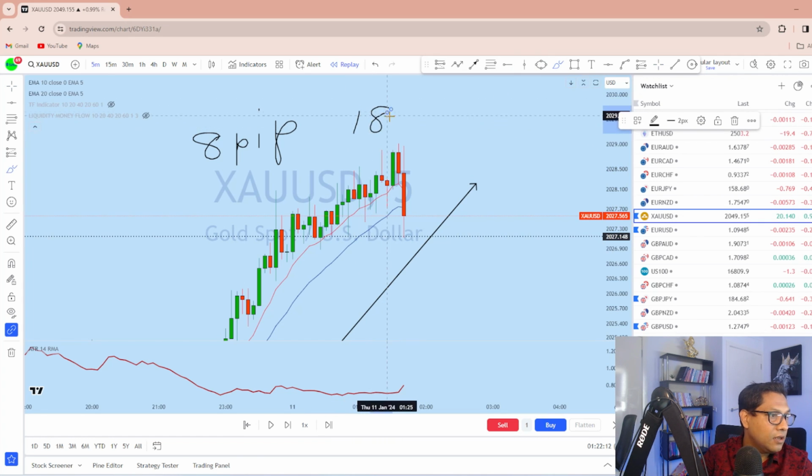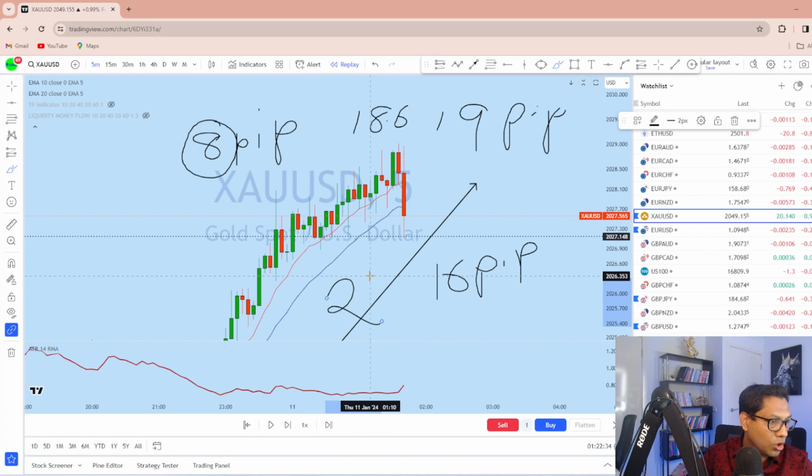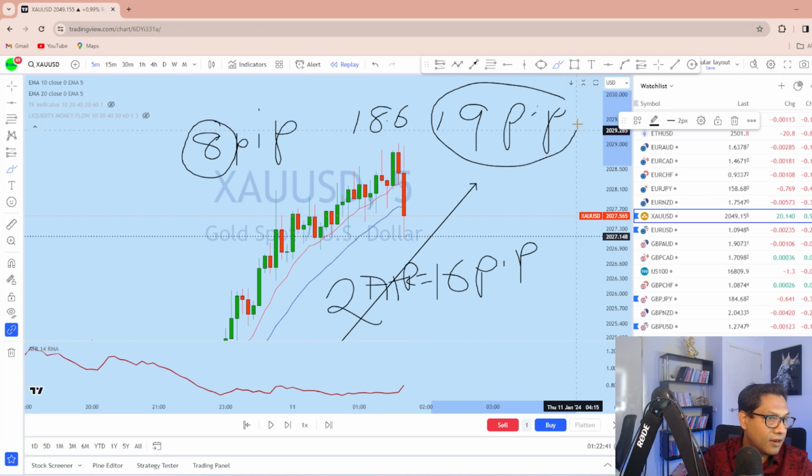So if we look at here, 18.6 pip. Now let's consider it as 19 pip. So if it is 19 pip, then 2 ATR of this candle, if one ATR is 8 pip, will be 16 pip. So if 2 ATR is 16 pip, then the volatility of this candle is 19 pip. So it's qualified for a potential entry.